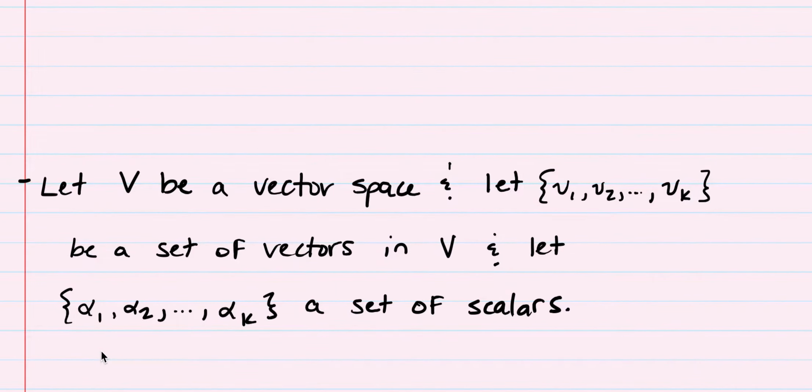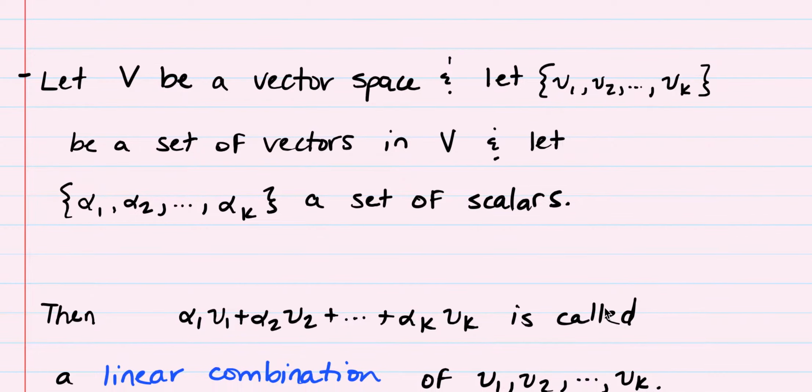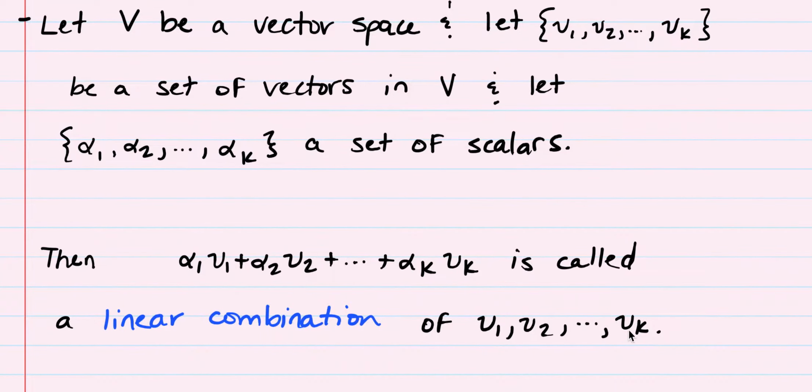Okay, let's switch gears. Let's say that V is a vector space, and we have some vectors in this vector space V. These vectors are v1, v2, all the way to vk. And let's also just pick some scalars. Let's pick k scalars. Then we can write a sum involving the scalars and the vectors, like so: alpha 1 times v1 plus alpha 2 v2 all the way to alpha k vk. And this is a linear combination of those vectors in V.